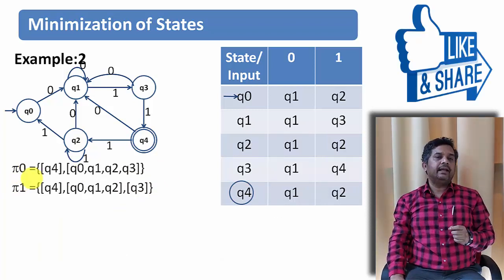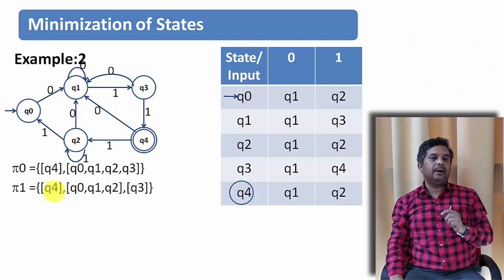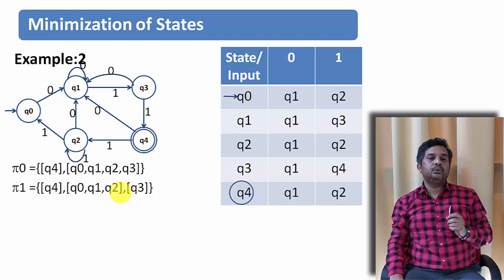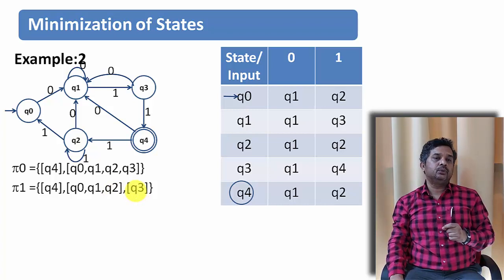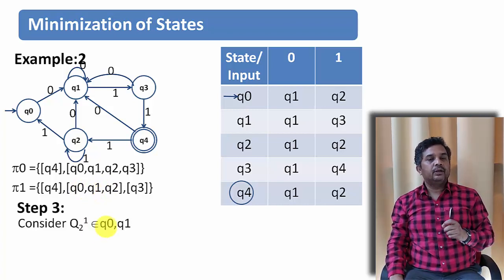Now, based on the value of pi naught, we got pi 1. Pi 1 has three partitions now. One partition contains Q4, another partition contains Q0, Q1 and Q2, and one more partition contains Q3. Here Q3 and Q4 are single states, so I cannot subdivide them anymore. So I'll concentrate on the partition where three states are defined. I'll take two states from this partition, let it be Q0 and Q1.